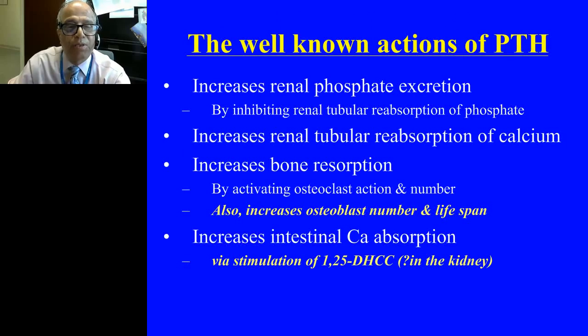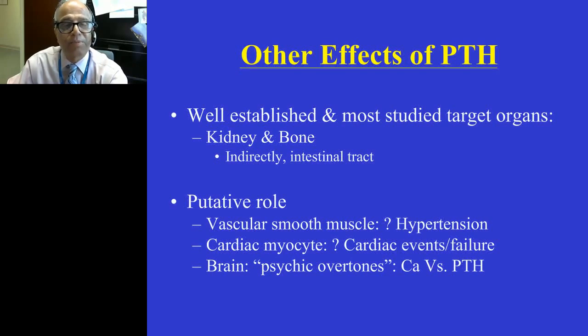The next slide shows the well-known actions of parathyroid hormone. The most important one, or the oldest one that we know, is increasing renal tubular phosphate excretion by inhibiting tubular reabsorption of phosphate. It increases renal tubular reabsorption of calcium, therefore the serum calcium is high in most individuals. At the same time, the urine calcium is relatively low. It increases bone resorption by activating the osteoclast action and number, but also increases the osteoblast number and its lifespan. It increases the intestinal calcium absorption. These are the key elements in maintaining calcium homeostasis.